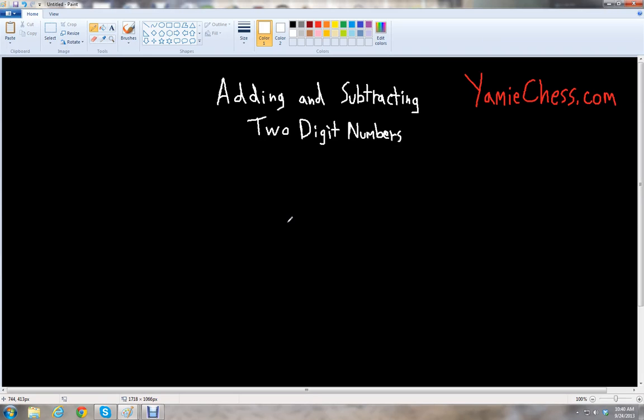Yamie Chess is the math learning aid based on classic chess that helps students in math and science education for school. In this lesson, we will learn about adding and subtracting two-digit numbers. Now, before we go into adding and subtracting two-digit numbers, let's look at the place values of two-digit numbers.